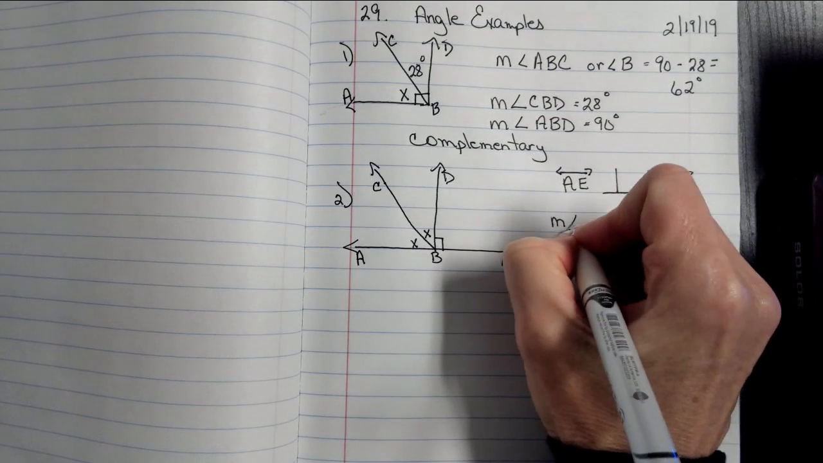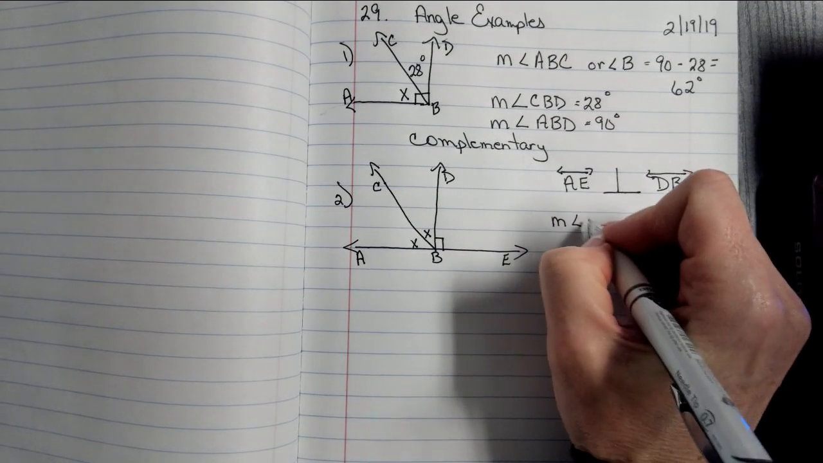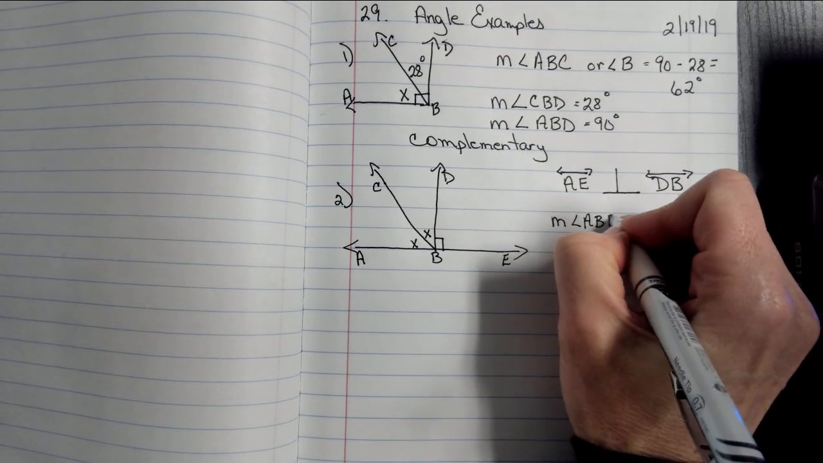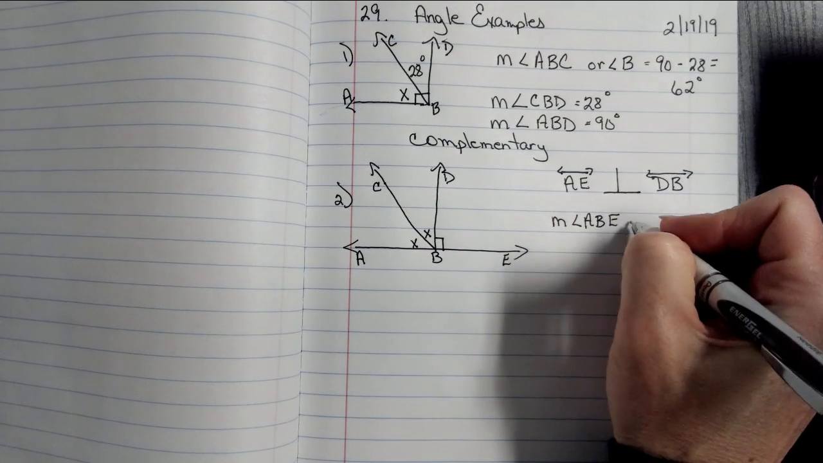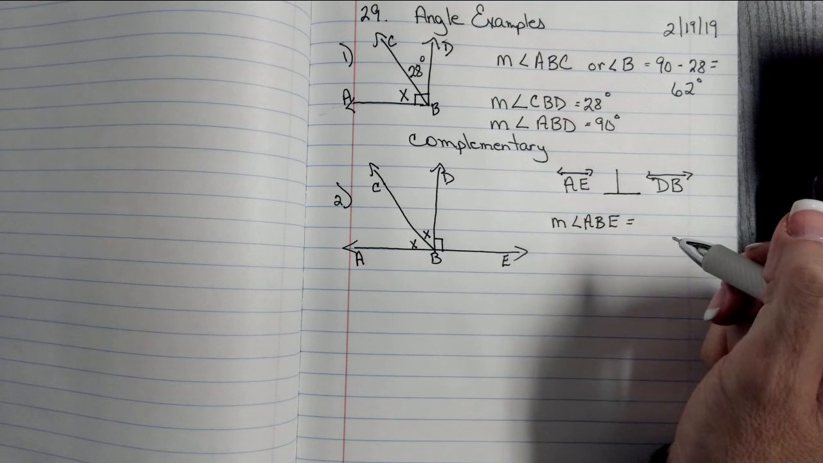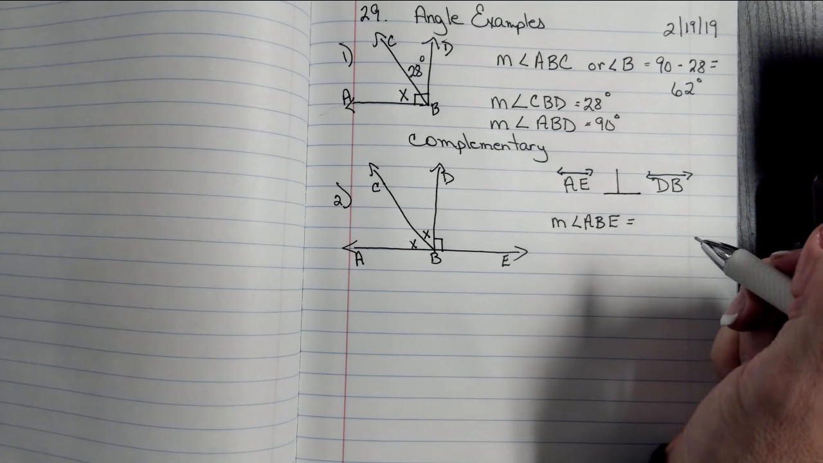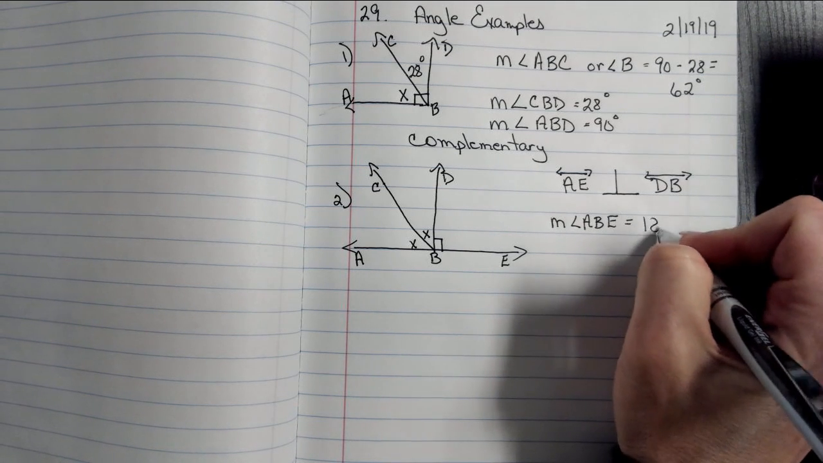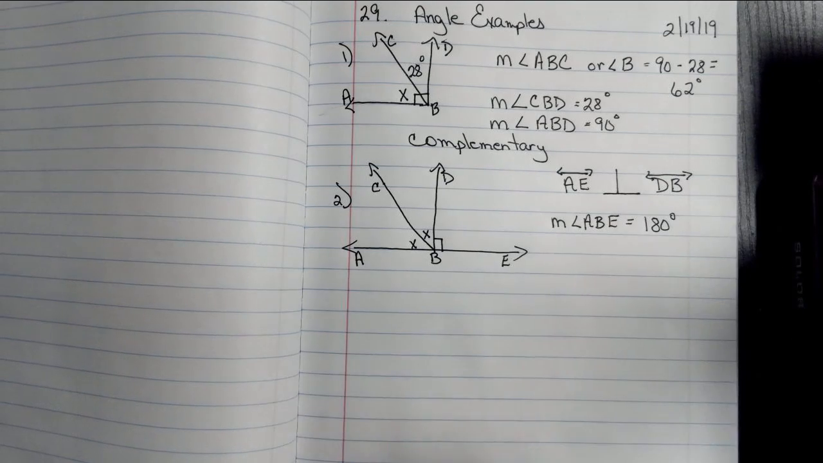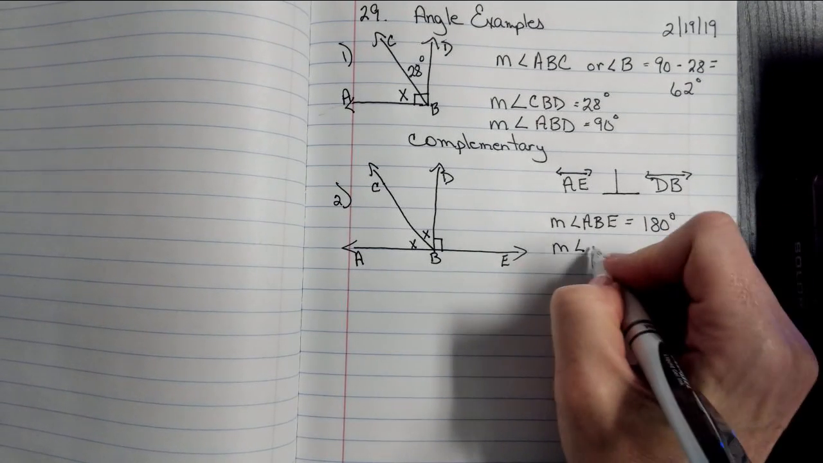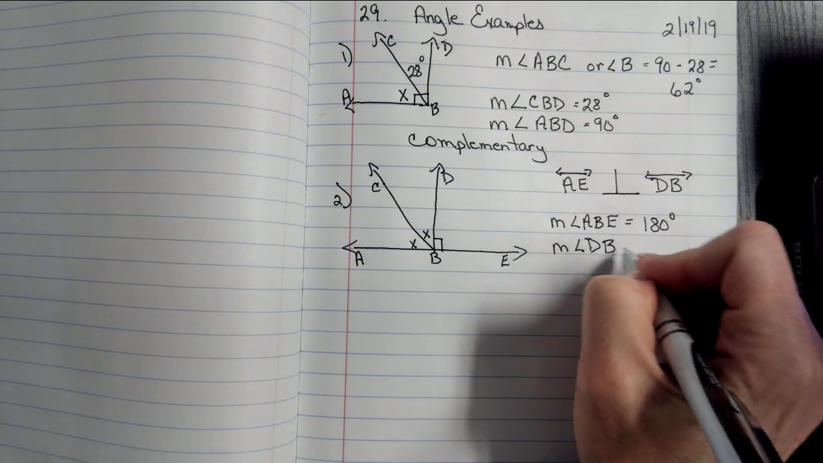All right, well, let's look at the measure of angle ABE. Where is ABE? Yeah, it's the straight line. So how many degrees is ABE going to measure? 180. Yeah, 180 degrees. Okay. What about the measure of angle DBE?